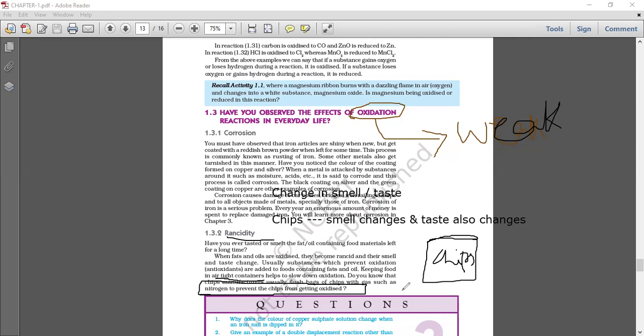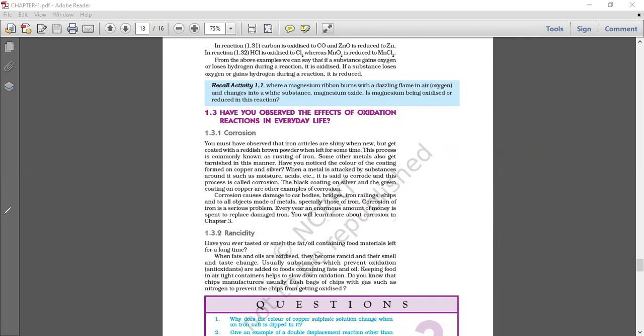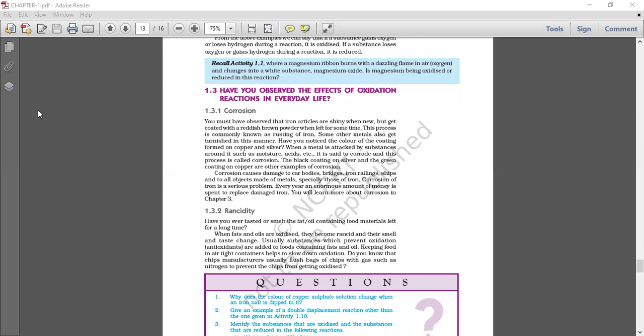So to protect those oily items which are made up of oil, they will be preserved in tight containers, and under nitrogen gas. So, a very important topic. How to protect oily food items? One is storing them in tight containers, and also filling them with nitrogen gas. Why? To prevent them from reacting with oxygen and getting oxidized. So this is all about rancidity.